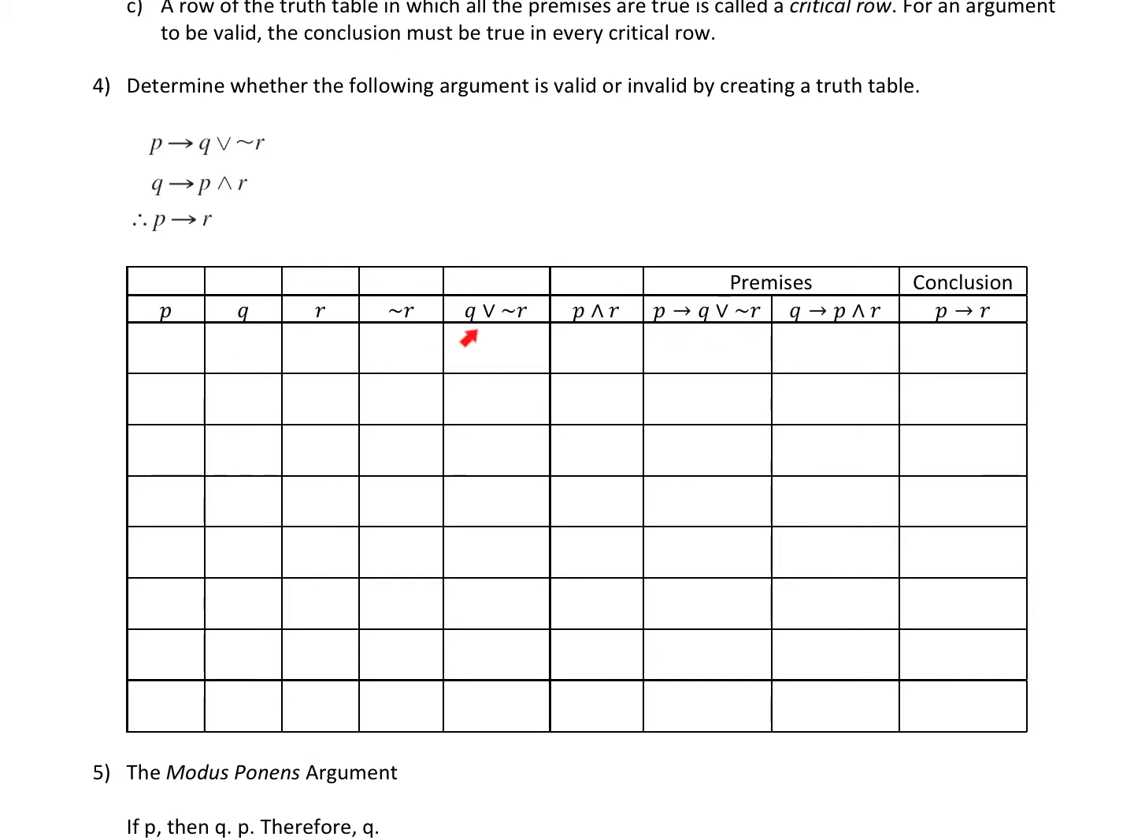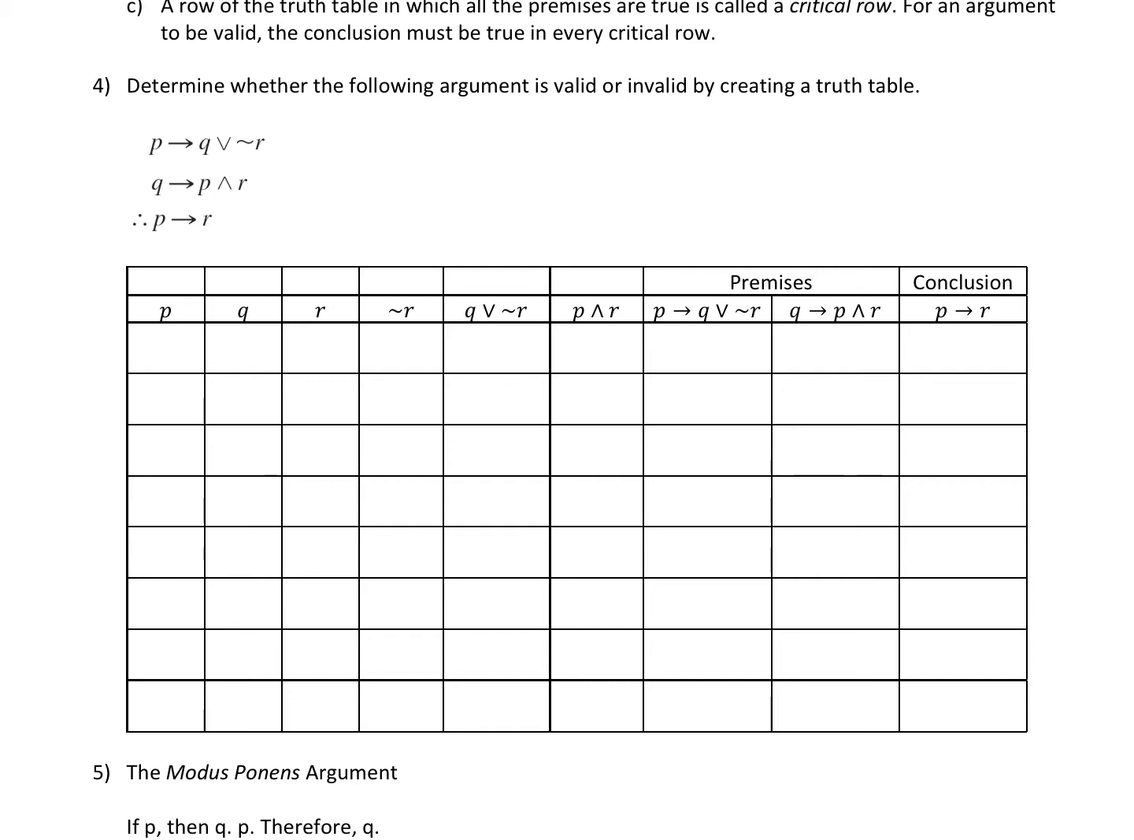I have to build up to it with the order of operations, but my premises are P implies Q or not R, and Q implies P and R. So there's my two columns of premises. And then my conclusion is after the therefore: P implies R. So whenever my premises are both true, my conclusion has to be true in order for this argument to be valid. So let's go ahead and work our way through setting up this truth table.